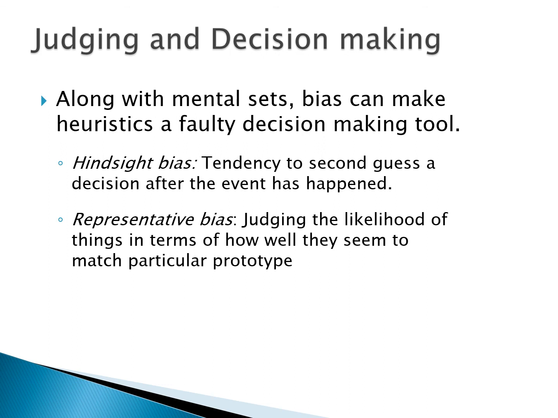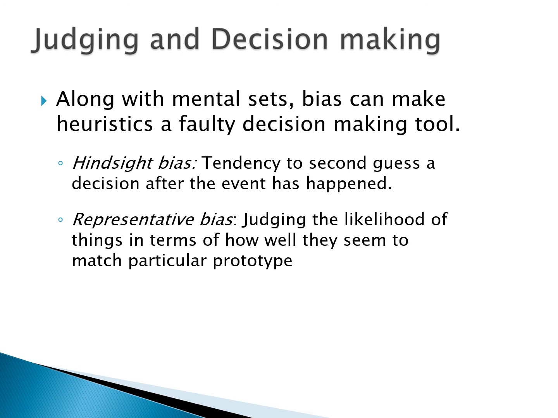So along with mental sets, bias can make heuristics a faulty decision-making tool, right? So there are a couple of other biases, and there are just tons of different types of bias out there. Some of these, like hindsight bias, we've already talked about. I do have a chart that has all these different types. I try to show you guys the most popular ones.